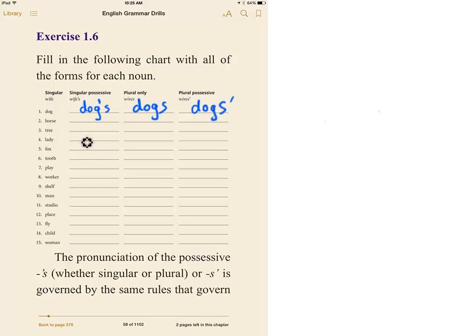Let's do one more. Lady, singular possessive would be lady's, okay? Because we don't change that. We're not pluralizing it. We want one lady to own something, so we would keep the singular. Ladies, plural, we would change it because we're pluralizing it, ladies. But if the ladies' room, for example, when we talk about the bathroom, the ladies' room belongs to many ladies, so we pluralize it after the S, okay? So just go ahead and go through these things and pay attention to your irregular plurals and write the singular possessive, the plural only, and the plural possessive, just like the example.